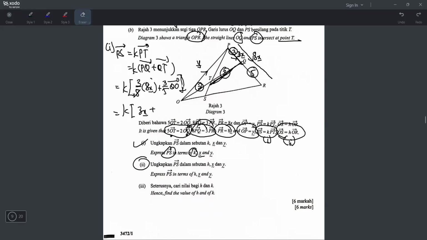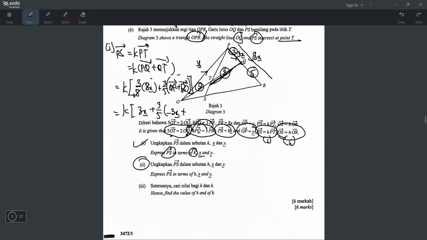But we don't have vector QO. Okay, it's okay because QO is actually QP plus PO, and we have both already. So I put bracket here. It becomes 3 over 5 times QP plus PO. Just now we already know vector PQ is 3x. Then what is QP? It will be negative 3x.